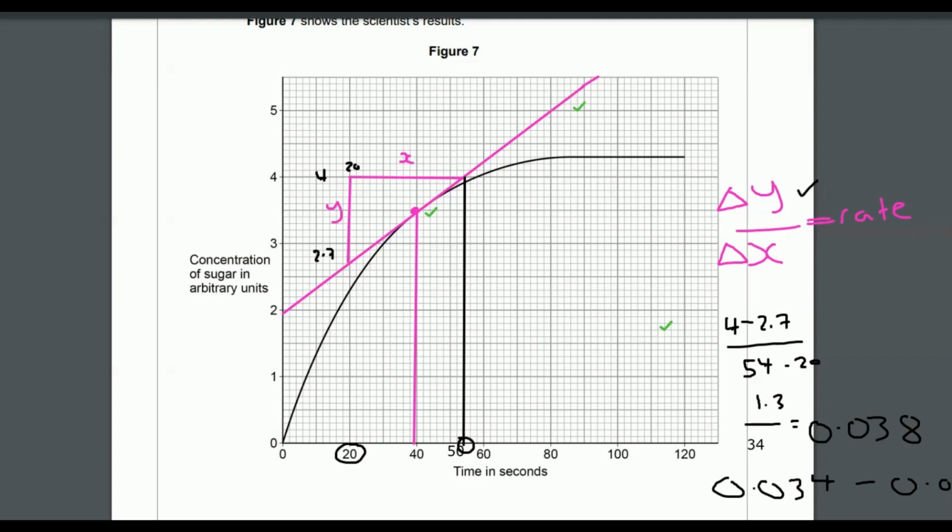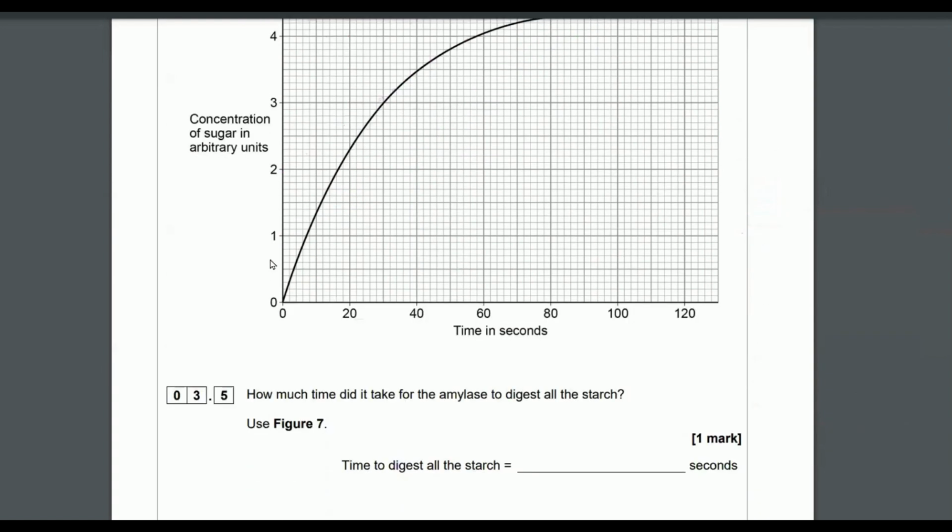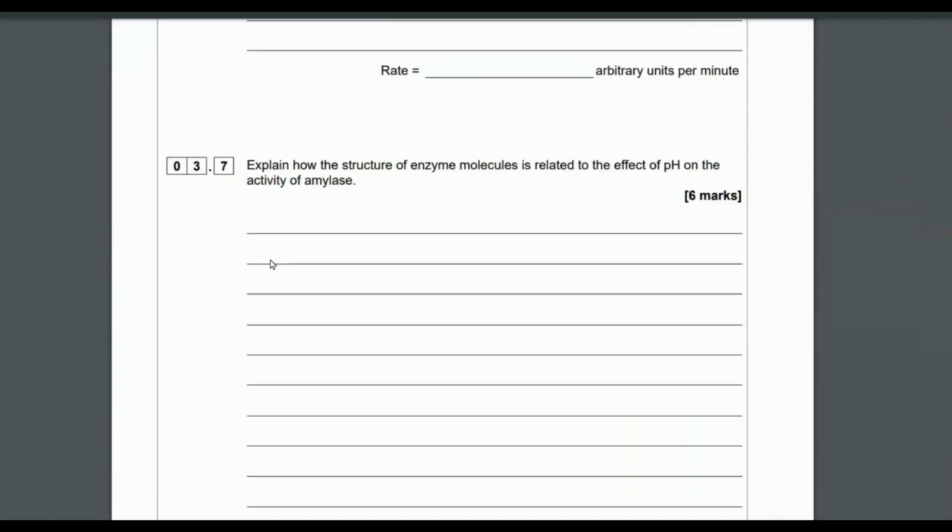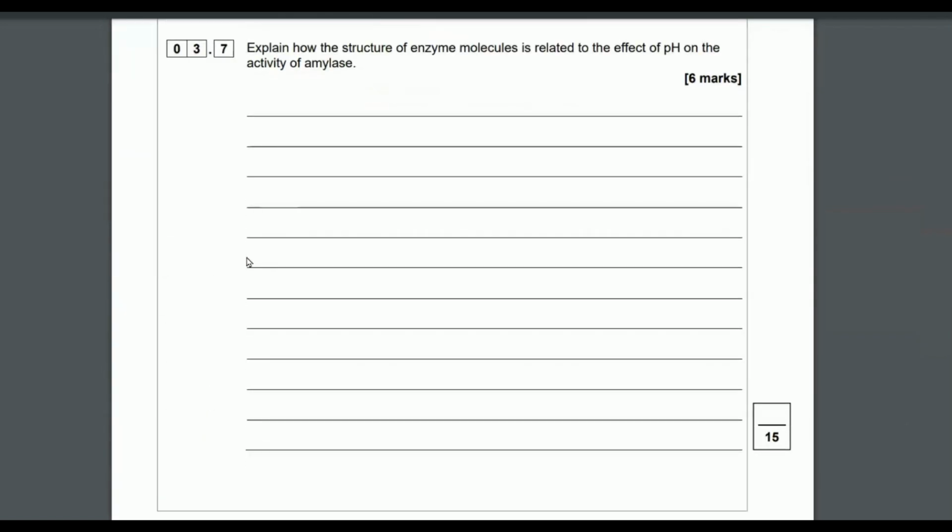So 0.038 will get me the correct full 4 fat marks. That was a bit long, wasn't it? Nearly had a heart attack doing that question.